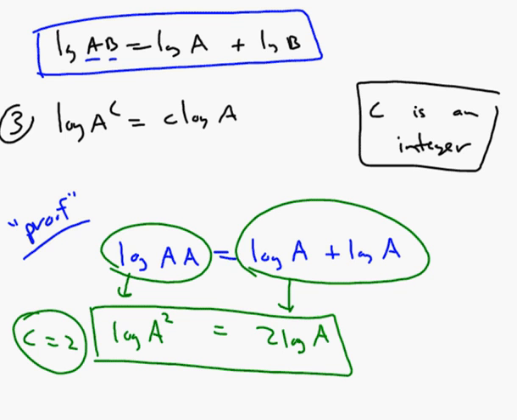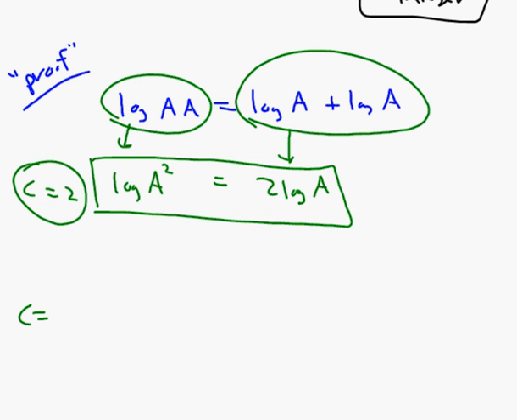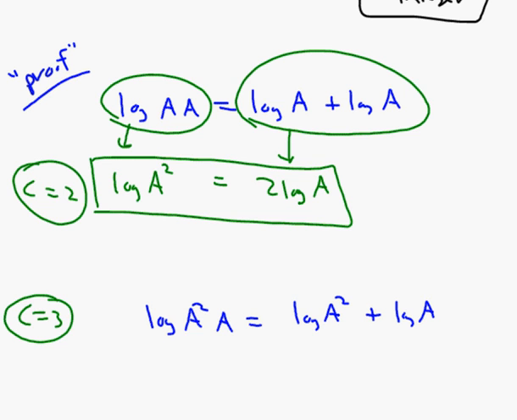Let's go for some more integers. What about the case when c equals 3? All right, you might be surprised. Watch what I'm going to do. I'm going to start this in a very similar way. I'm going to say, hey, the log of a squared times a. Now, I know that a squared times a would be a cubed. But I also know from rule number 1 that this is really the log of a squared plus the log of a. Alrighty then. Well, what can I do with this?